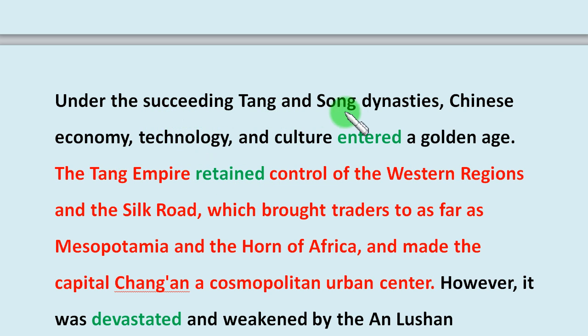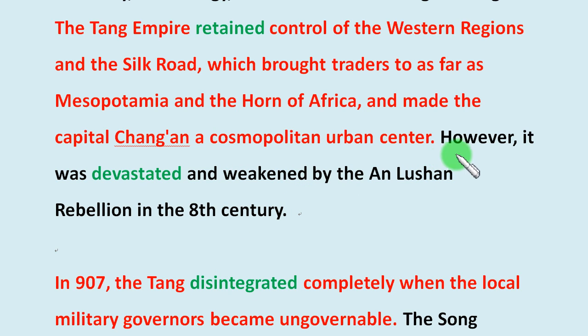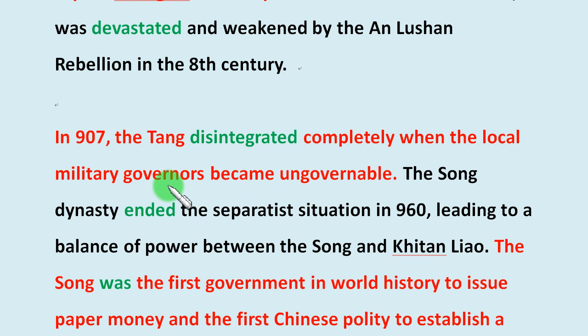Under the succeeding Tang and Song dynasties, Chinese economy, technology, and culture entered a golden age. The Tang Empire retained control of the western regions of the Silk Road, which brought traders from as far as Mesopotamia and the Horn of Africa and made the capital Chang'an a cosmopolitan urban center. However, it was devastated and weakened by the An Lushan rebellion in the 8th century. In 907, the Tang disintegrated completely when the local military governors became ungovernable.